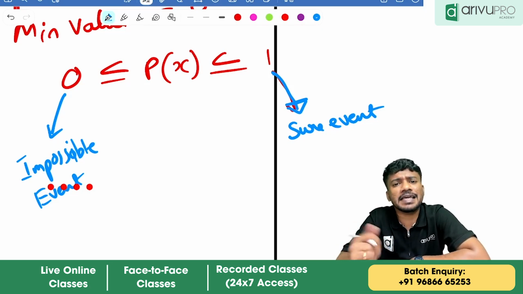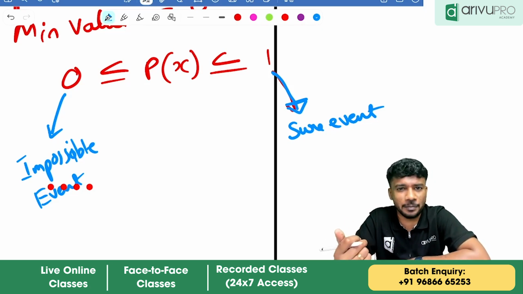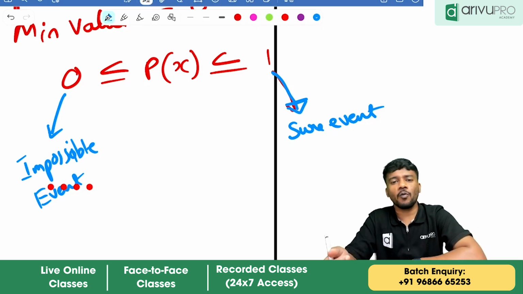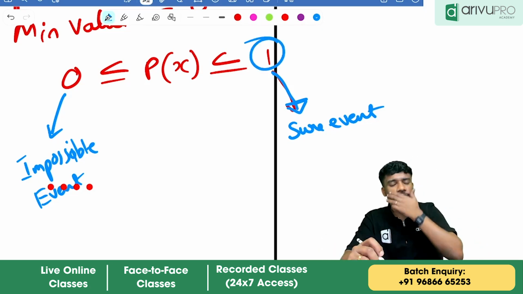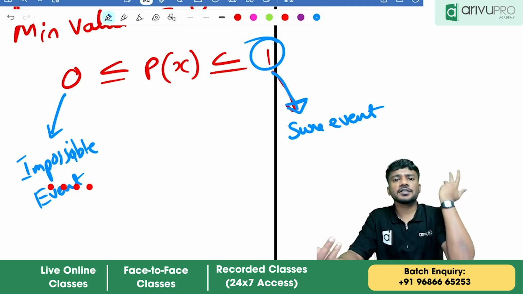Then, sure event. Consider tossing a die and getting a number. Anyway, we will get a number. So it will always be 1 divided by 1, which is 1 itself. It is a sure event.